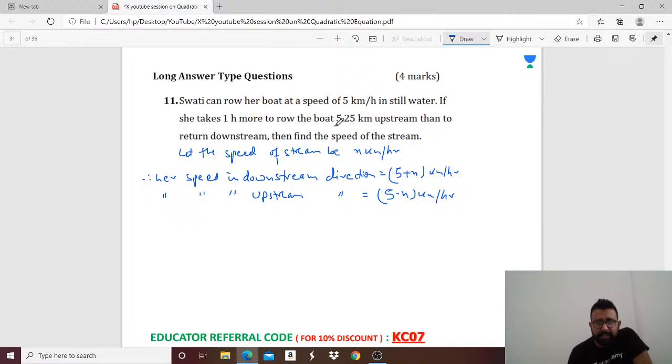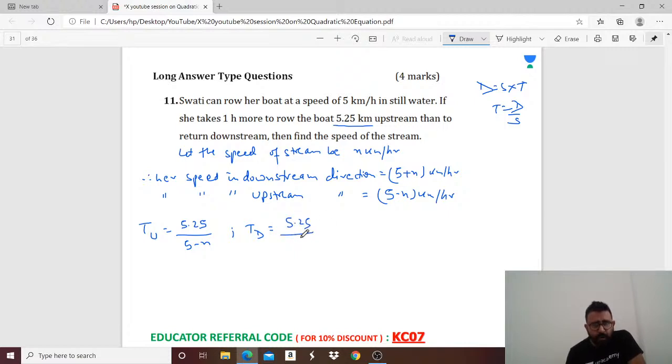So the distance that she is rowing is 5.25 kilometer. If she takes 1 hour more to row the boat 5.25 kilometer upstream than to return downstream, then find the speed of the stream, right? Now time taken to row upstream, so we know distance is equal to speed into time. So obviously time will be equal to distance upon speed. So distance upstream is same 5.25 and speed in upstream direction is less, 5 minus x. Similarly, time taken to go downstream, this is 5.25 upon speed in downstream direction, which is 5 plus x. What we know? We know time taken to go upstream is 1 hour more than what it takes to go downstream.